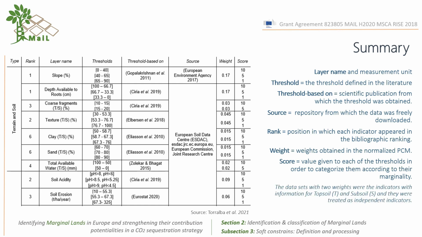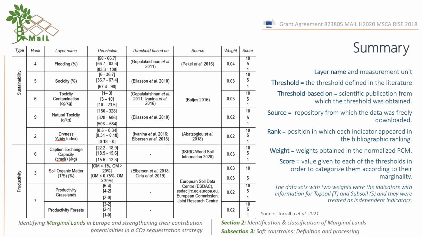And then you can see that the dataset with two weights were the indicator with information from topsoil and subsoil, and they were treated as independent indicators. These tables have been copied from the publication we presented at the CIGEO Congress. In this slide, you can see the rest of the indicators with the same structure.